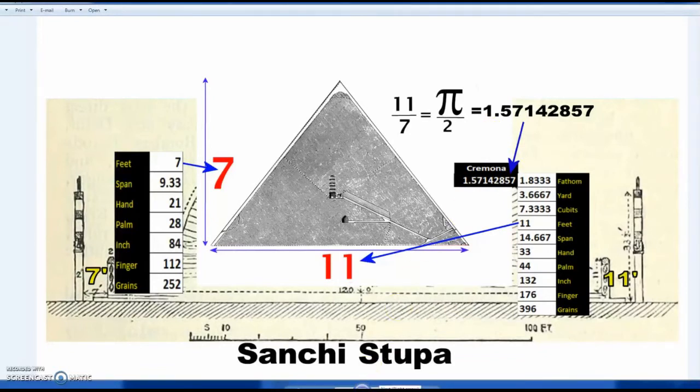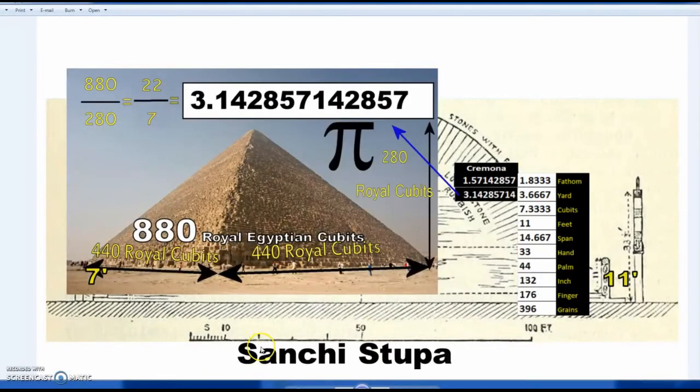Now, one of the points I like to focus on in the Great Pyramid is that we need to look at it as a 3D object. So if you stand at the corner, you see 880 over 280 for height. Therefore, we get 22 over 7, a more than acceptable definition of pi. And of course, that converts on the Cremona scale once more. The Great Pyramid, Parthenon, all have this in there. So obviously by proportion, so does Sanchi Stupa.